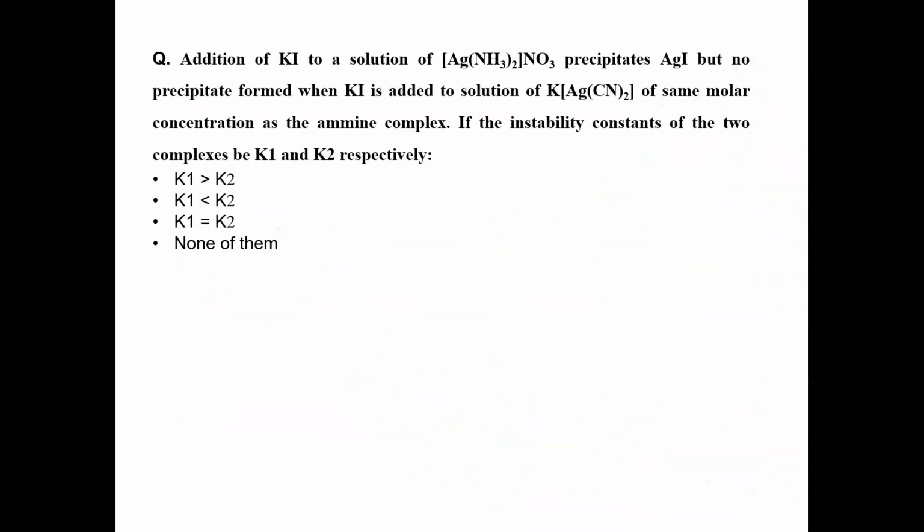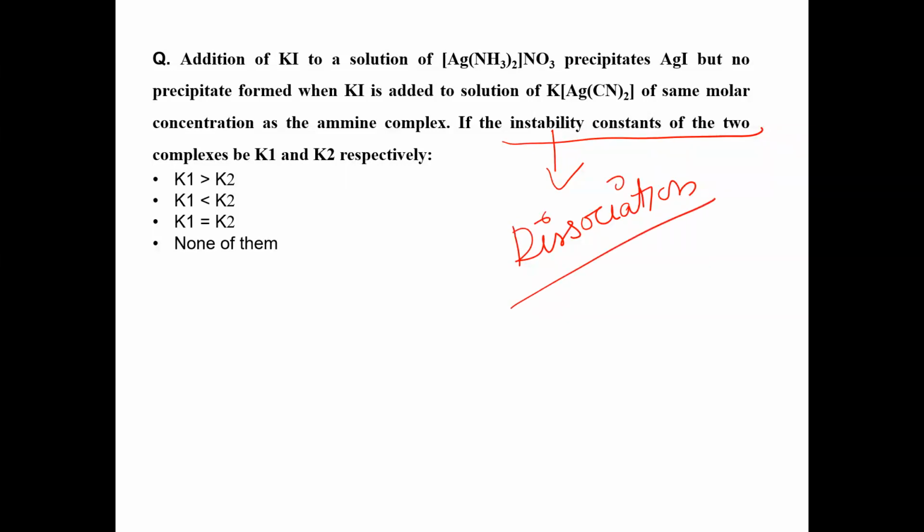The next one is also related to this concept. Addition of potassium iodide to a solution of this precipitates silver iodide, but no precipitate is formed when KI is added to the solution of this, of the same molar concentration as the amine complex. If the instability constants, which are related to dissociation, not association, of the two complexes be K1 and K2 respectively, what will be the trend? Here also you can apply the same concept and get the answer.